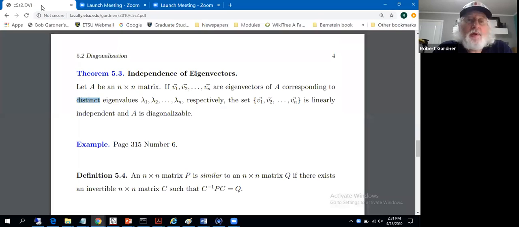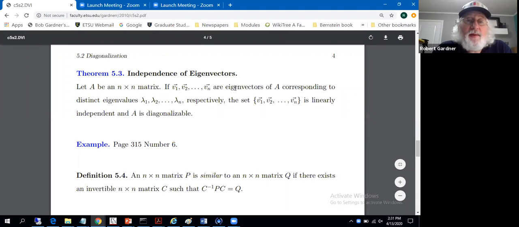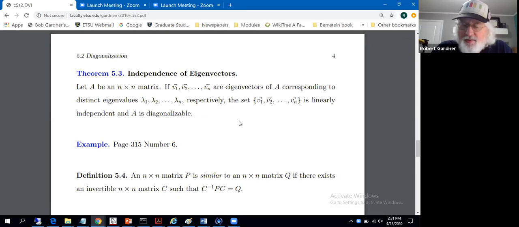Okay, let's finish up diagonalization. Next on the menu is Theorem 5.3. So we've gone through an example of how to diagonalize. What we're looking for is some conditions under which a matrix is diagonalizable.